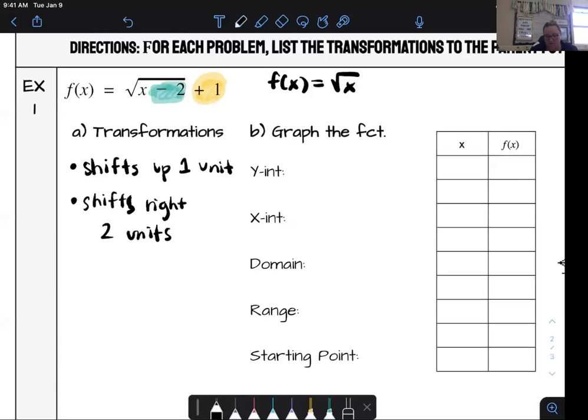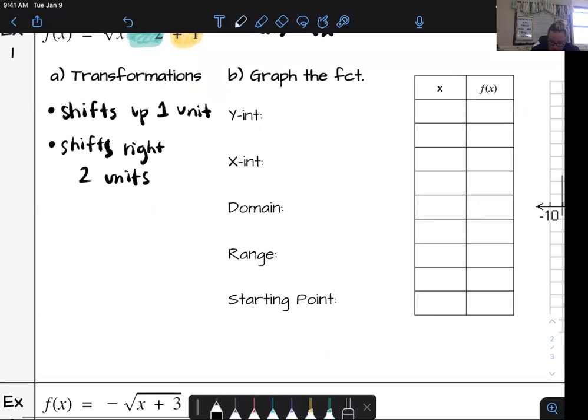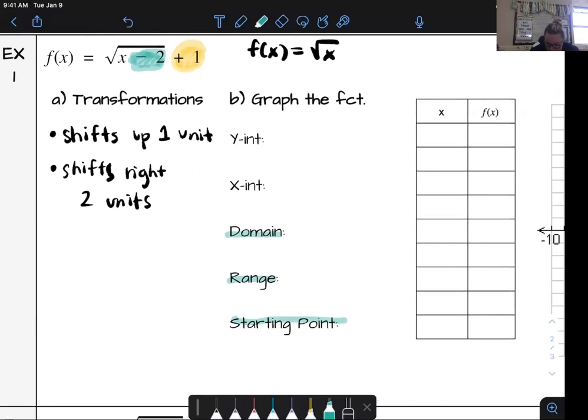So now let's talk about some key features of our graph before we start graphing. Specifically, I want to talk about the domain and the range, and we're going to find our starting point. For our domain, we know that whatever is under the radical needs to be positive. So that means that x minus 2 has to be greater than or equal to 0. If I add 2 to both sides, x has to be greater than or equal to 2. So the only x values I'm allowed to plug into this function are the x values that are greater than or equal to 2. So my domain starts at 2 and then goes to positive infinity.